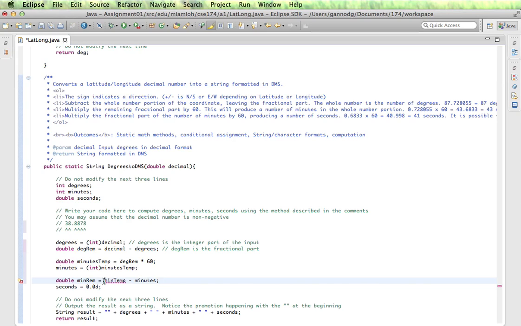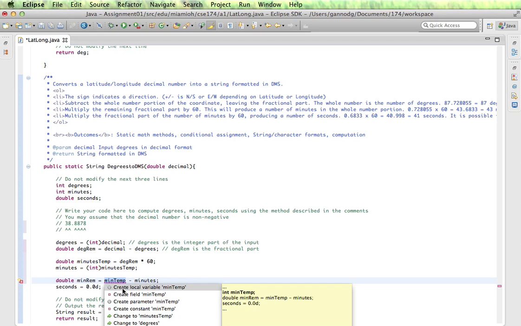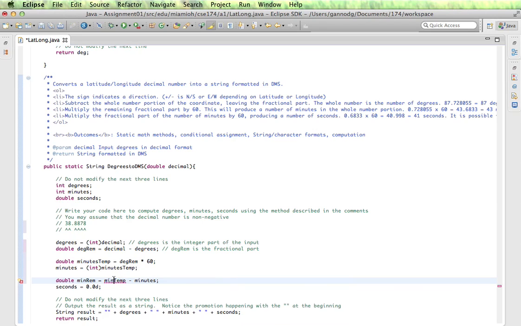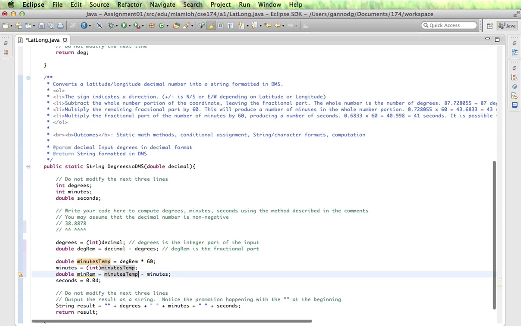Oh, and I do need to cast this. It's telling me it can't create local variable min temp. Oh, I'm sorry, it was called minutes temp. That's the problem with it. Okay, so now I have my minutes remainder part, the fractional part.